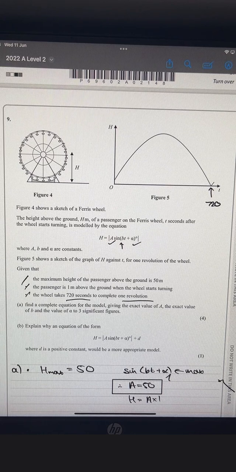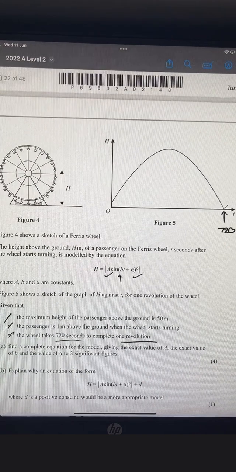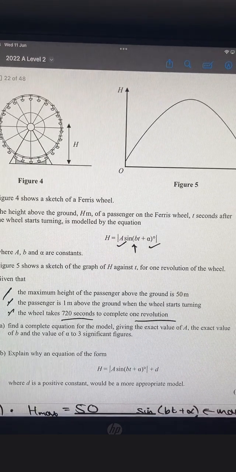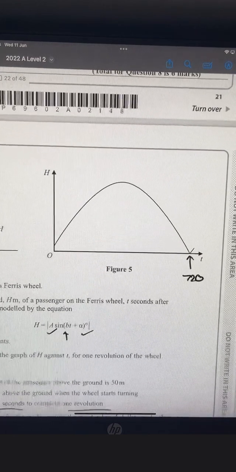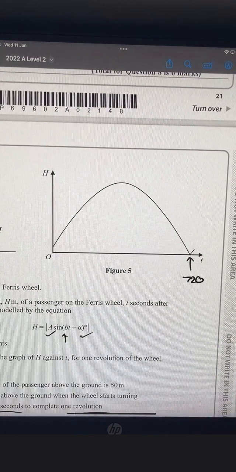All right, so this one is the modeling type, right? The 1 markers. For part C, what do you mean for part C, sorry? How come it doesn't start at 0, but then at 720 it does start at 0? So yeah, that's because the second bullet point says the passenger is 1 meter above the ground when the wheel starts turning. So they're starting 1 meter above the ground, then it's showing they touch the ground.